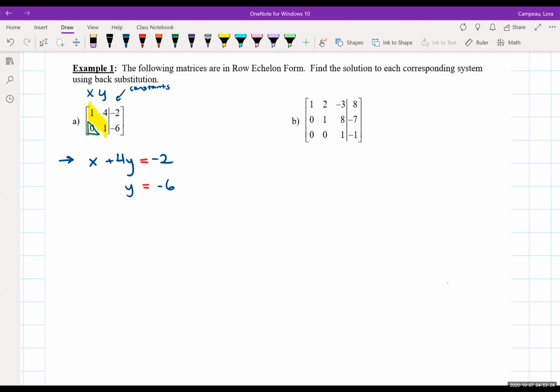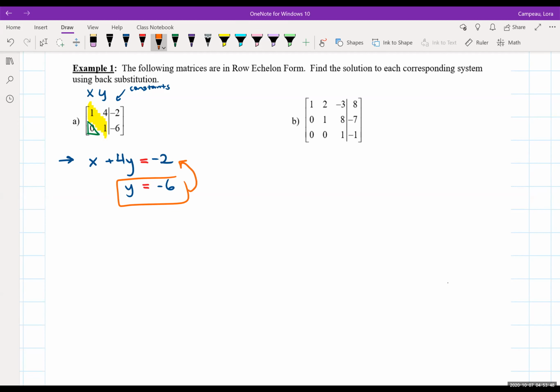So the cool thing about row echelon form is it usually provides the solution to one of the variables right away. So can you see? The y equals 6, or it should be -6. And what we mean by back substitution is we take the value of the variable, usually it comes last, and you plug it into the previous equation.